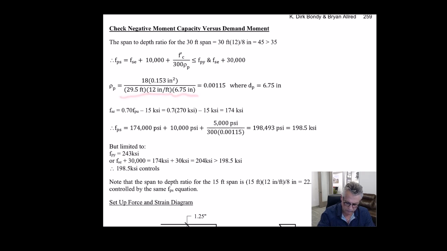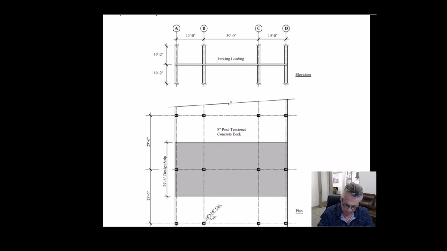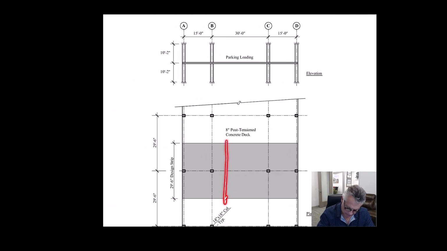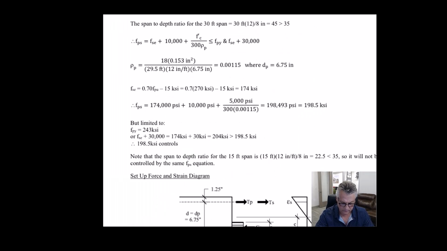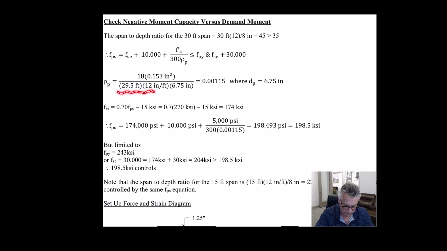So BD, let's remember what B is. B is the entire width of this design strip, 29 foot 6. We're designing the whole thing. So that's what B is. D is just this little 8-inch slab minus cover, to the centroid, 6.75. So, okay, big B, little d.